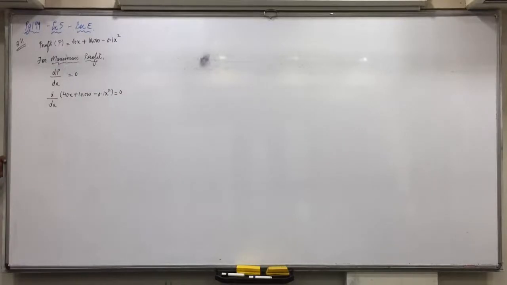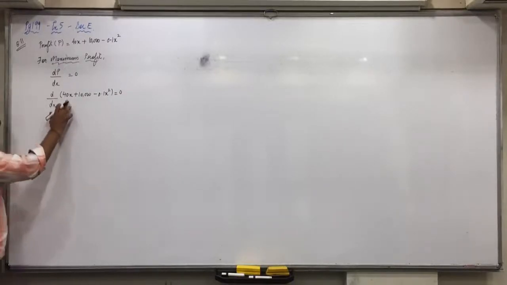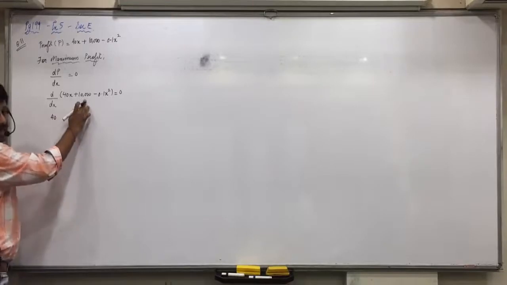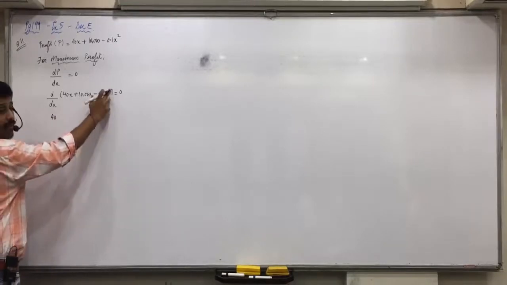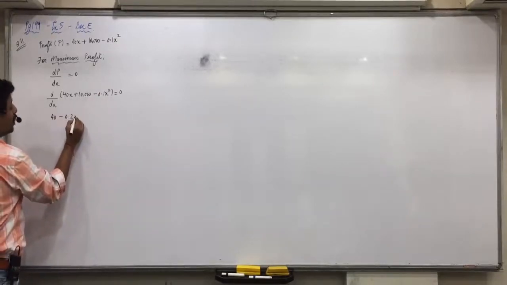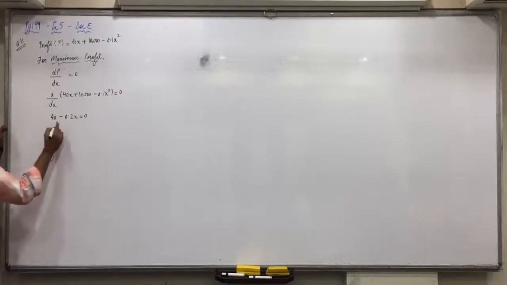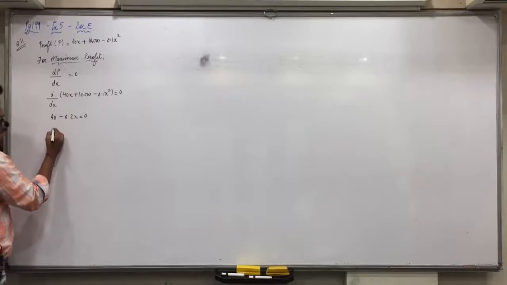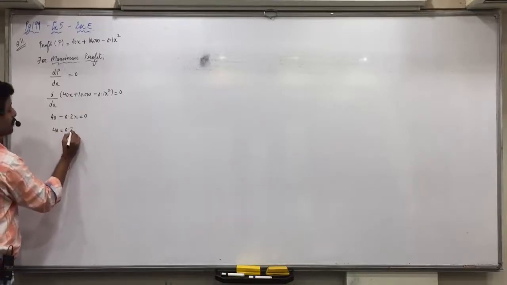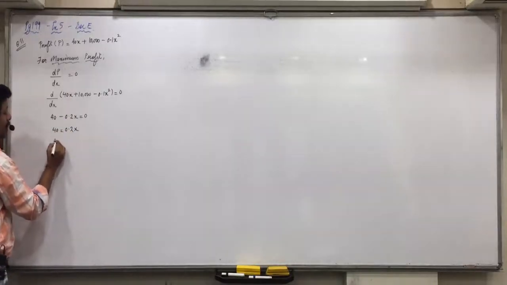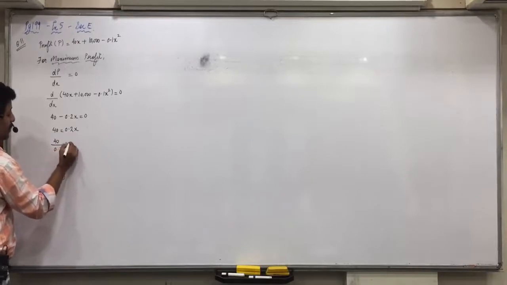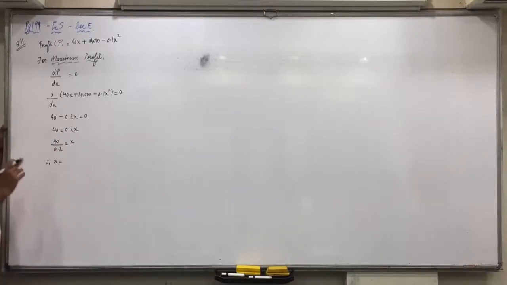Clear with this, everyone? Now 40x becomes 40, 10,000 becomes 0, and 0.1 into 2 gives minus 0.2x equals 0. Now minus 0.2x on the right side becomes plus, and 0.2 on the left side gets divided. 40 divided by 0.2, that is 200. Is everyone clear with it?